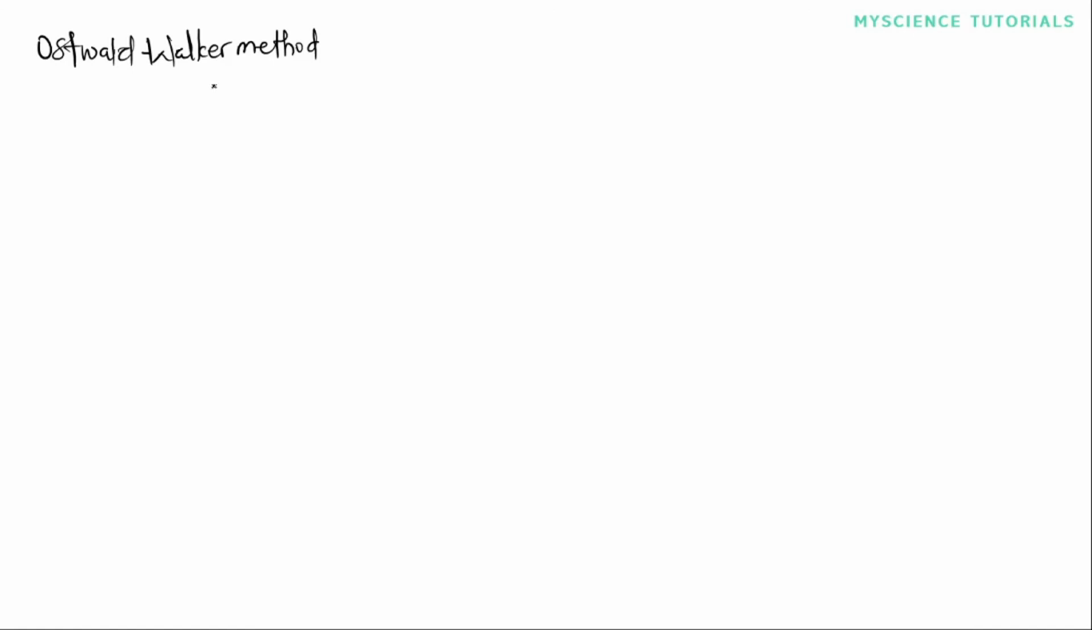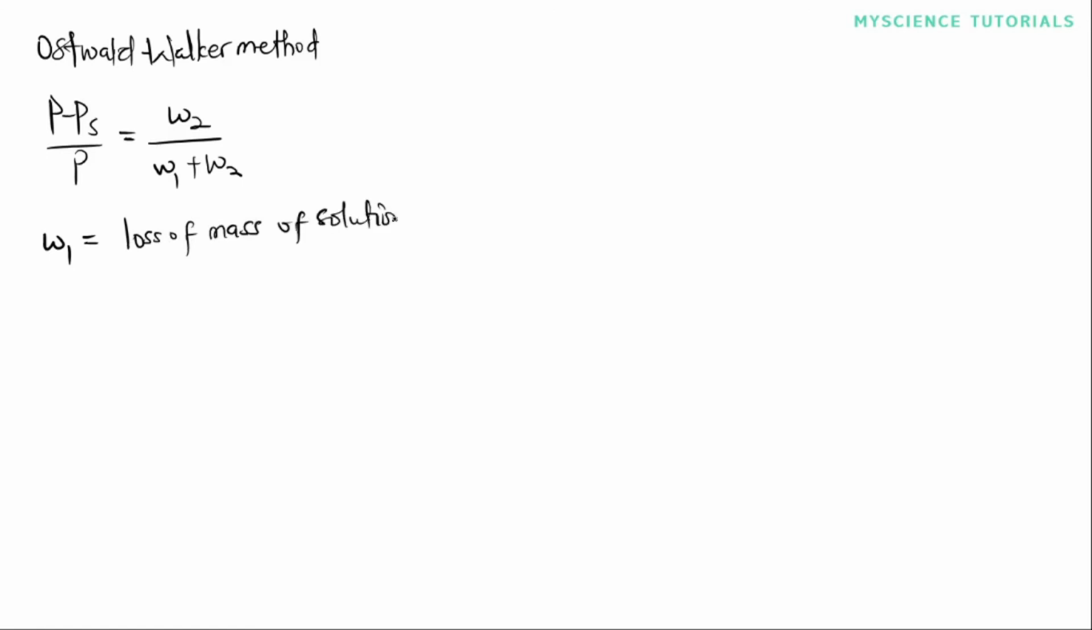Okay, so from the Ostwald-Walker method, it is telling us what? The relative lowering of vapor pressure is equal to what? W2 over what? W1 plus what? W2, where our W1 is what? The loss of mass of solution. This is loss of mass of solution, and our W2 is what? The loss of mass of solvent.